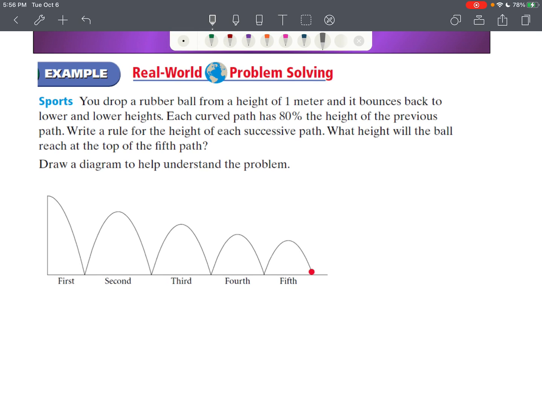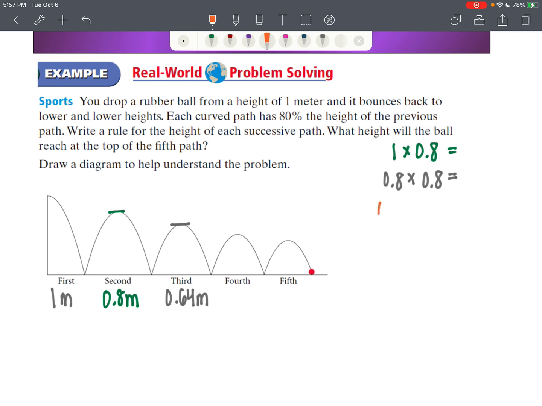So this first path is 1 meter high. And then this second height in our second path is going to be 80% of that. So 80% would be 1 times 0.8. 80% of 1. Of is multiplication. 80% is 0.8. So 1 times 0.8 would be 0.8 meters. And then you would take that 0.8 and you would multiply it by 0.8. That would be 0.64 meters. So that one's 0.64 meters.